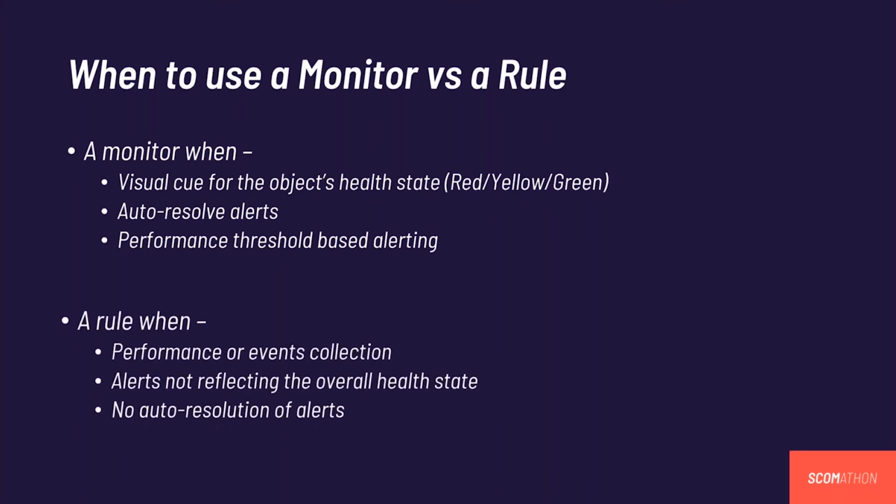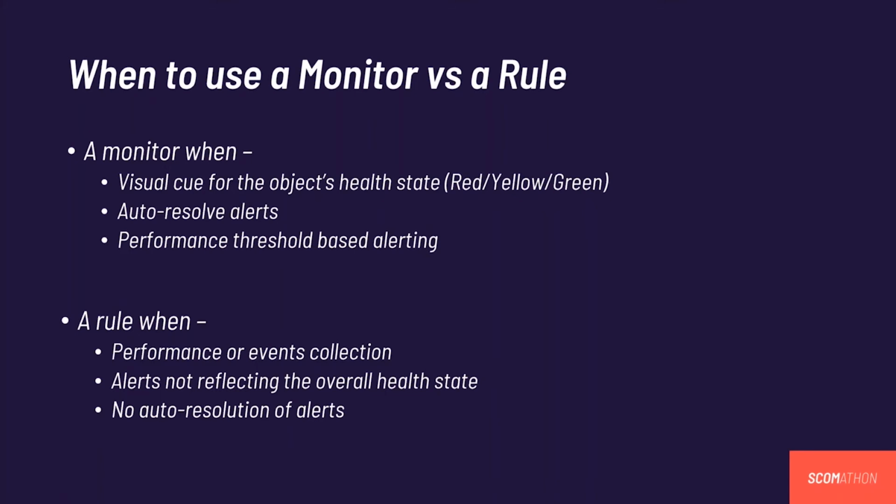And then use a rule when you don't want to alert at all, right? So you just want to collect data, you just want to collect performance, or you just want to collect events, then go for a collection rule. Again, alerts that are not reflecting the overall health state.